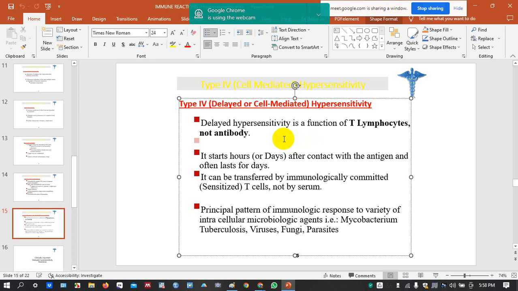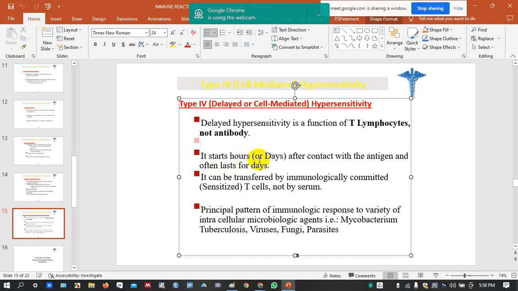The first stage is a sensitization stage, and the second stage is the effector or secondary response stage. Delayed hypersensitivity is a function of T lymphocytes and not antibody. So here antibodies do not mediate it. The first 3 types of hypersensitivity reactions are mediated by antibodies, but this type 4 is mediated by T lymphocytes.